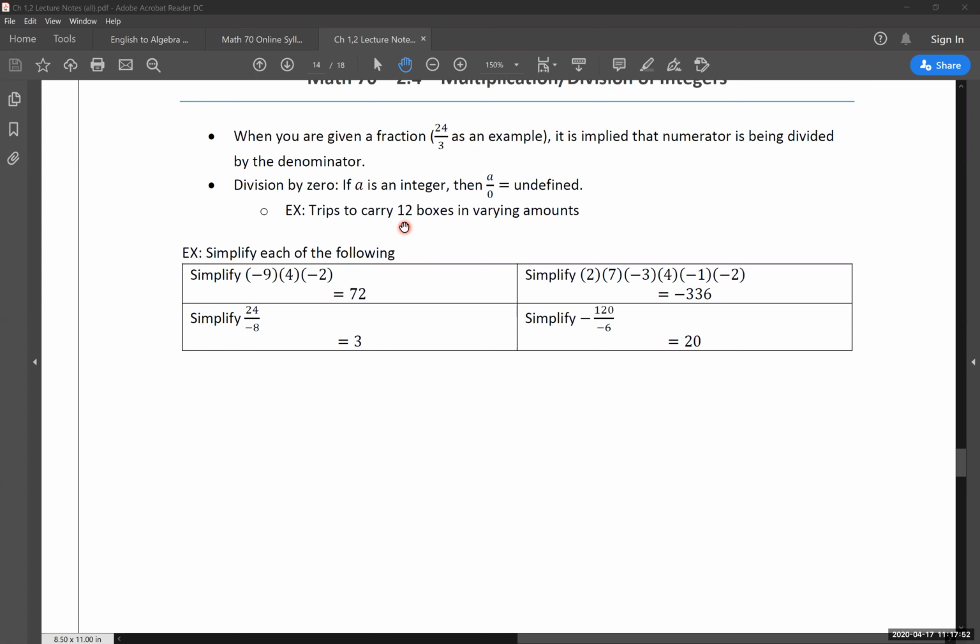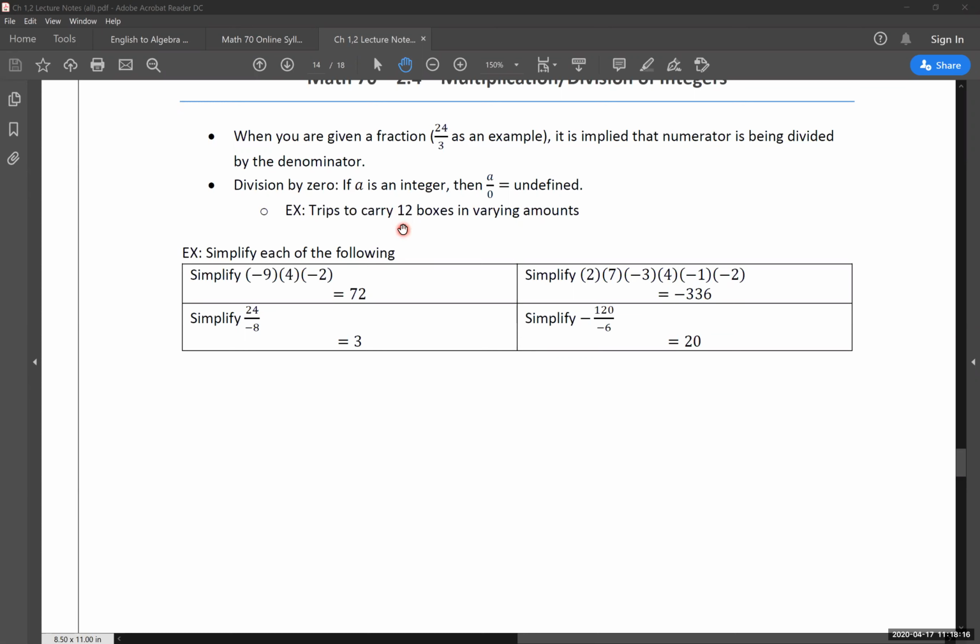How many trips will it take me if I take 1 box at a time? It's going to take me 12. Now we're going to get a little weird here with this, but follow along with the same. How many trips would it take me if I only took half a box at a time? Well, it's going to take me 24 then, because each box is going to take me 2 trips, and I've got 12 boxes total, so I'm going to have 24 then.